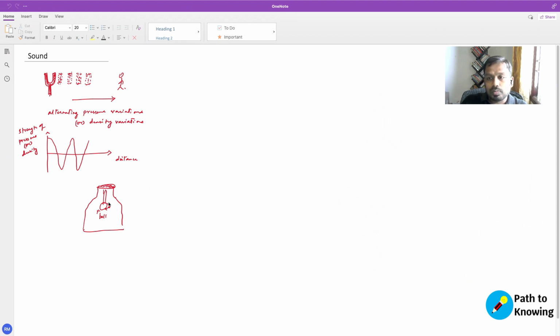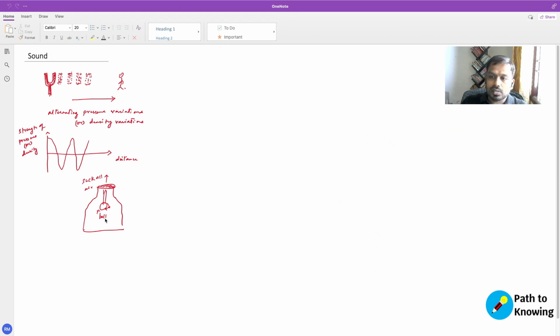But as you repeat this experiment by sucking out all the air from the jar and then ringing the bell, you will observe that the sound becomes feeble, less and less. And when you completely take all the air out, when it is a complete vacuum inside the jar, you'll not be able to hear the sound at all. So for the sound to reach from this point to the end, it needs a medium.